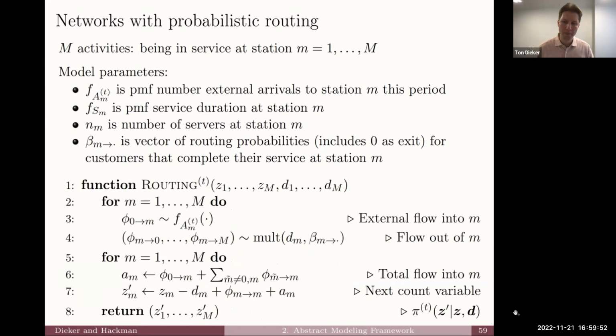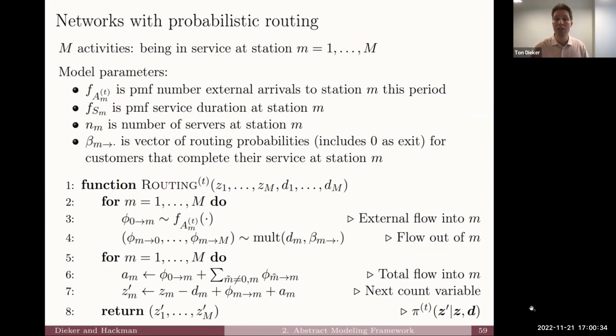So how does this look? We do this through what is known as a probabilistic program. This is pseudocode, but with the ability to have an additional instruction, which is a sampling instruction. And all these sampling instructions are independent. So in this block here, you sample the different flows from each of these stations, going from the outside in and also exiting from each of the stations. And then this block here keeps track of some accounting, basically inventory balance. And that results in the next count vector.